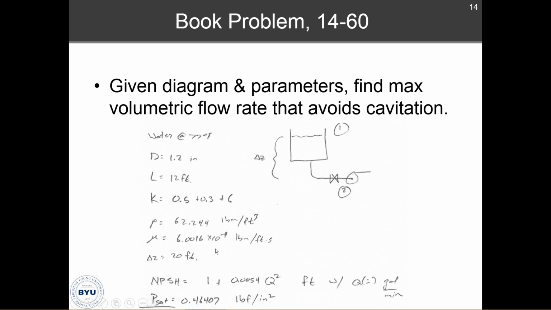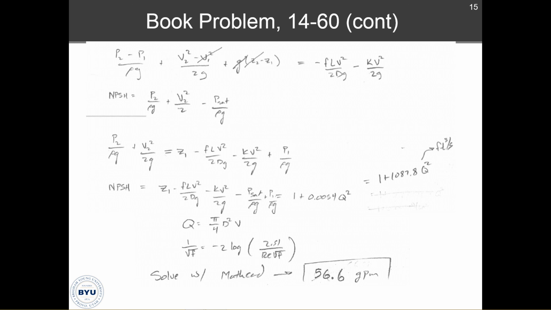Okay, and this net positive suction head is an empirical correlation, and so what it tells you is that you get that answer in feet, but you have to use Q units of gallons per minute. Okay, and then the saturation point for water is given as 0.46407 pounds per inch squared. So how do we do this? How do we approach this?